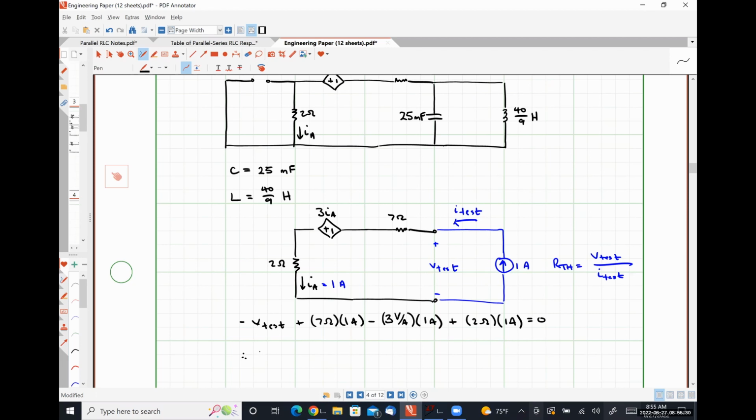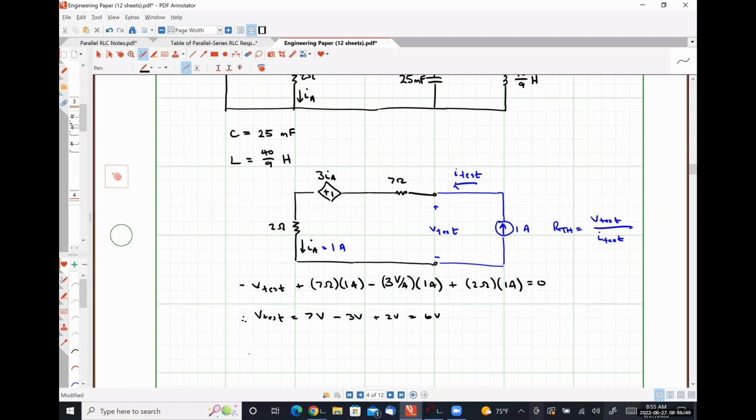From this, V test is going to be 7 volts minus 3 volts plus 2 volts, which is equal to 6 volts. And our equivalent resistance RTH is 6 volts over 1 amp, which is 6 ohms.